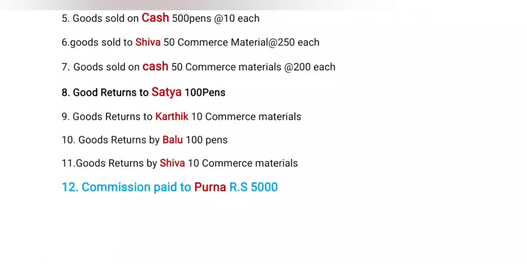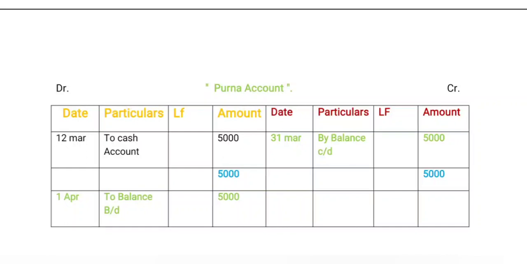12th March, commission paid to Purna rupees 5,000. This is the last transaction. We are going first to Purna's account, debit side of the Purna account. 12th March to cash account, it is 5,000. Now there is no related transaction to the Purna account. That's the reason we are taking both sides. Balance is 5,000. There is no credit side amount.